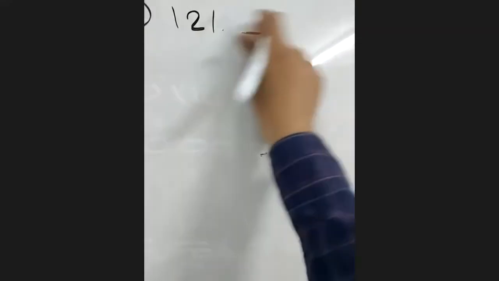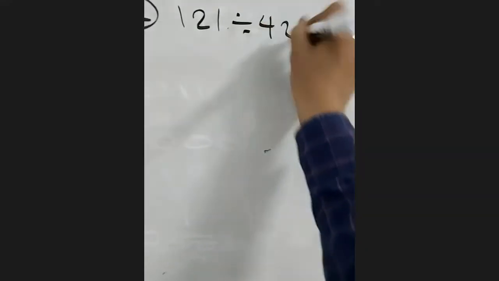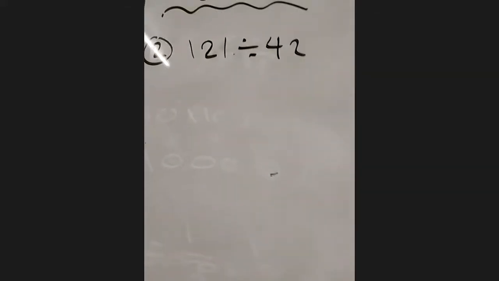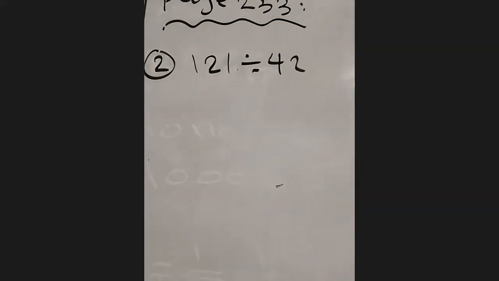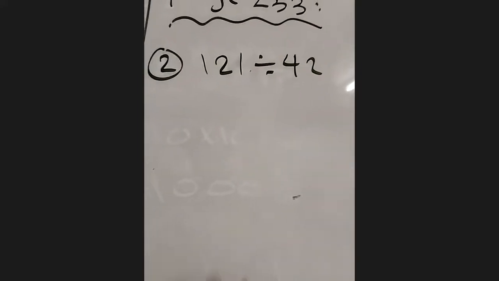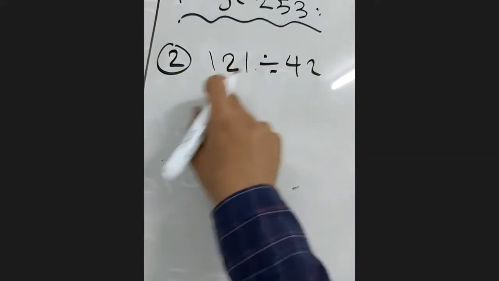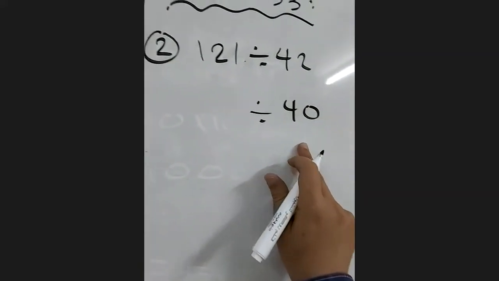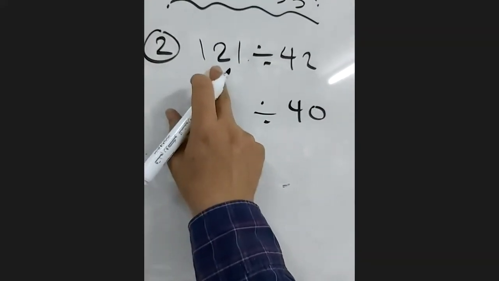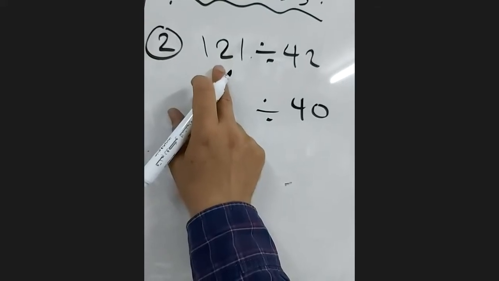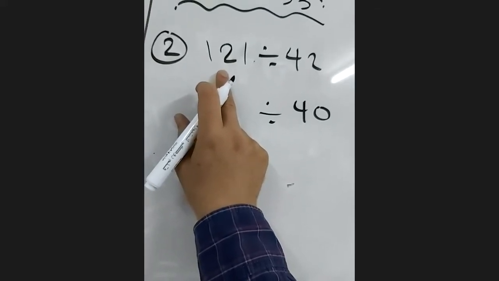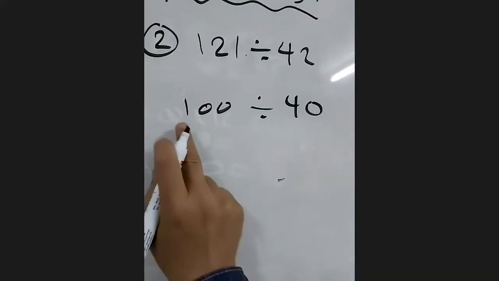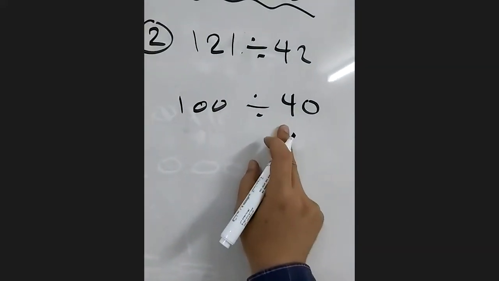121 divided by 42. First thing we round, we estimate. Look, the 42, can we make it 40, right? Yes, it's 40. And 121, 100. Look here, mister. If we round it, it will be 100. But neither 1 nor 10 can divide on 4, right?